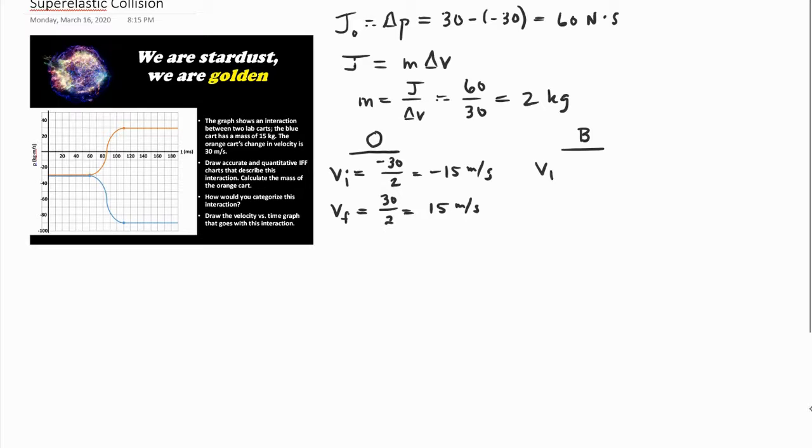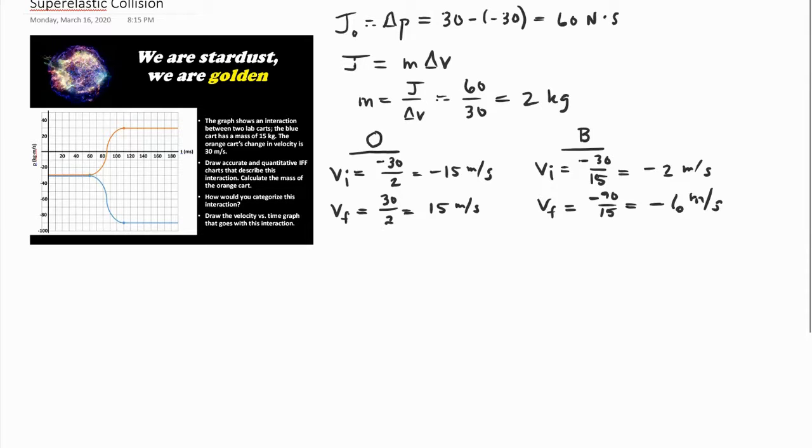For the blue, the initial velocity is going to be the momentum divided by the mass, which is 15, so it's negative 2 meters per second. The final velocity is going to be the final momentum, negative 90, divided by the mass. That's going to be negative 6. So negative 6.